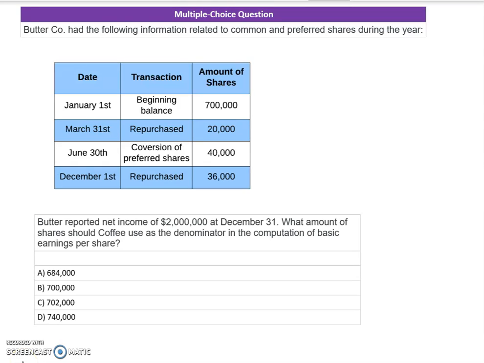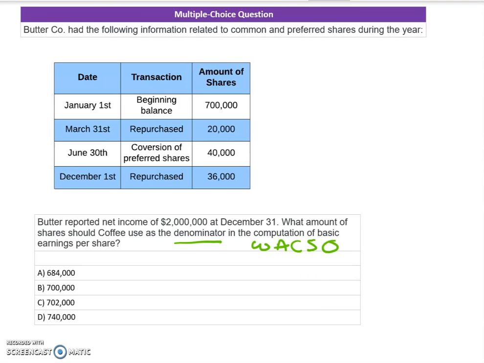All right, so this question is asking for the denominator of our basic EPS. So this is going to also be known as what? This is also going to be known as our weighted average common shares outstanding, or our WACSO. So this is exactly what we're going to be calculating here, and the following information is going to give us enough to compute this. So what we need to do first is understand what each of these actually mean.